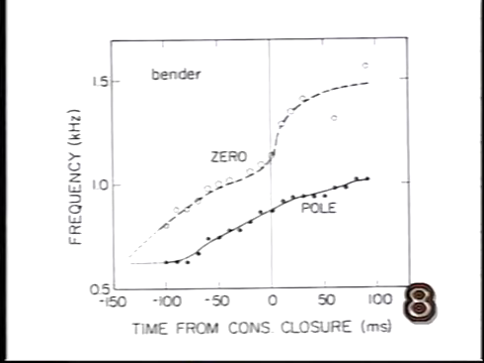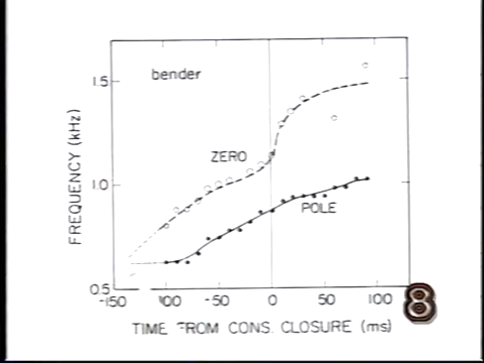The results of the analysis we've just shown for this word bender can be plotted as in this next figure. The vertical line at 0 milliseconds is the place where closure for the consonant is made, as estimated from the discontinuity in the acoustic signal. The measured frequencies of the pole and zero are displayed as a function of time.